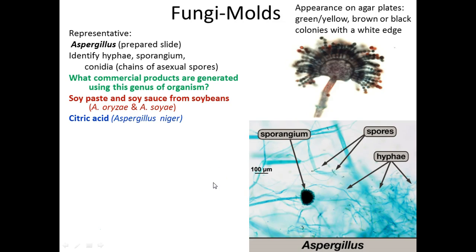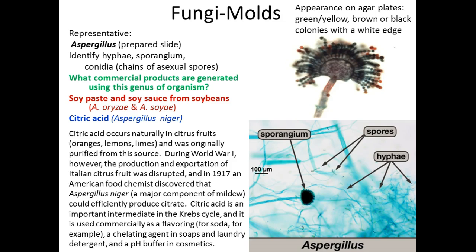So commercially available products that are generated by this organism. So we can ferment soybeans with 2 different species of Aspergillus and make soy paste and soy sauce. And citric acid is produced by Aspergillus niger, commonly known as vitamin C. So actually a really potent source of vitamin C. No, it's natural, right? It makes citric acid, and we can harvest it from it. That is totally natural.